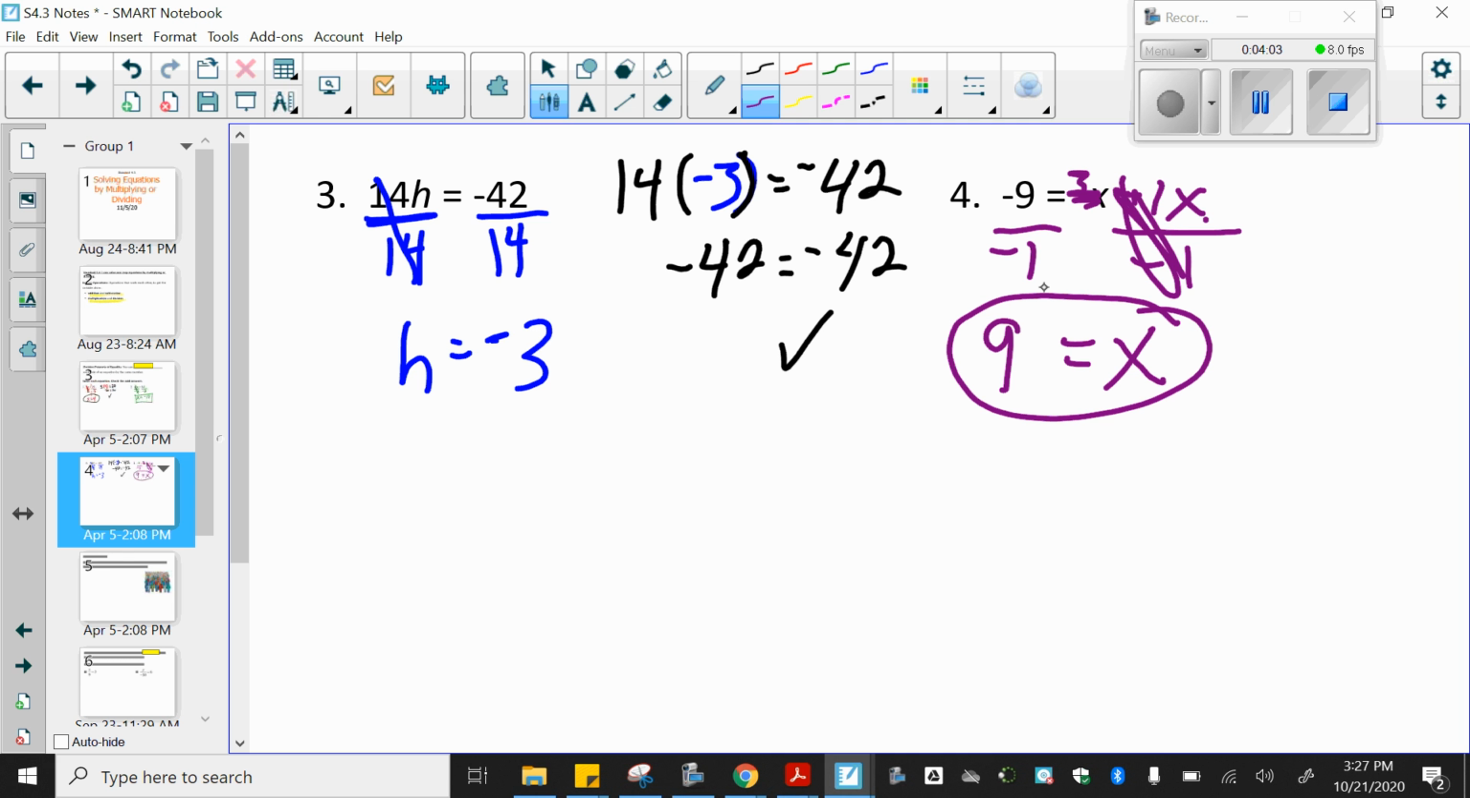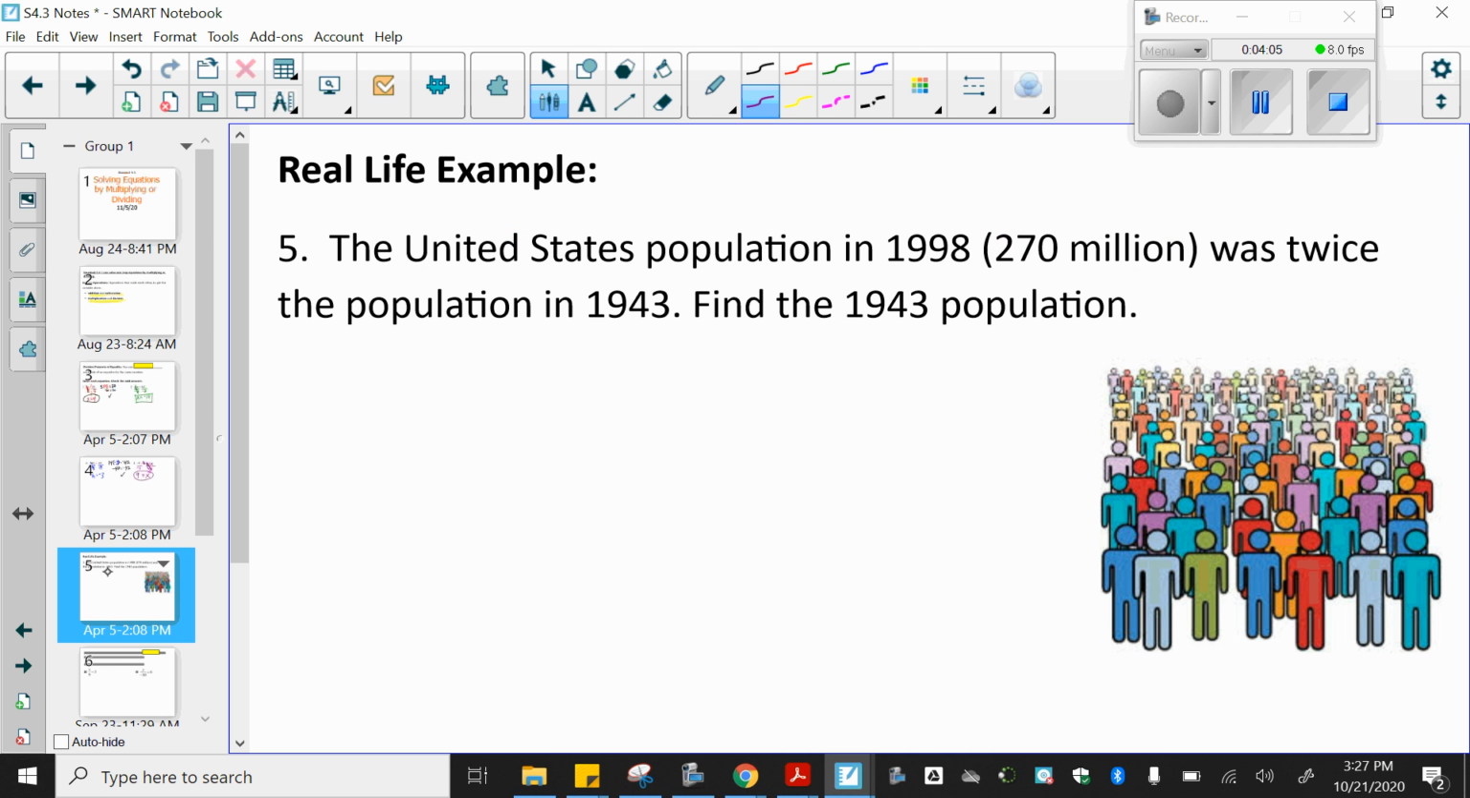All right? These are tough here. Let's keep going. Real life examples. The United States population in 1998, 270 million, was twice the population in 1943. Find the 1943 population. Let's call that P. Okay? We're going to call 1943 population P.